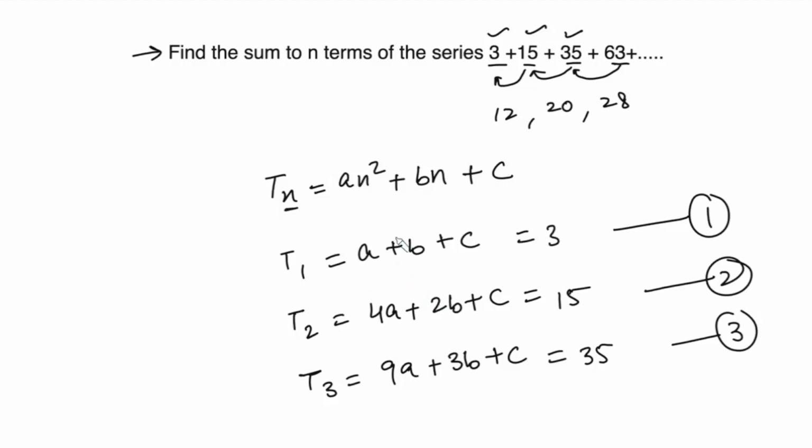Now from here we can find the values of a, b and c. After we find the values of a, b and c, we will get the value of tn, the nth term. And after we know what is tn, we can take summation of tn to find the sum of this series. So now let's find the values of a, b and c. In order to find a, b and c, we can subtract equation 1 from equation 2 and equation 2 from equation 3.